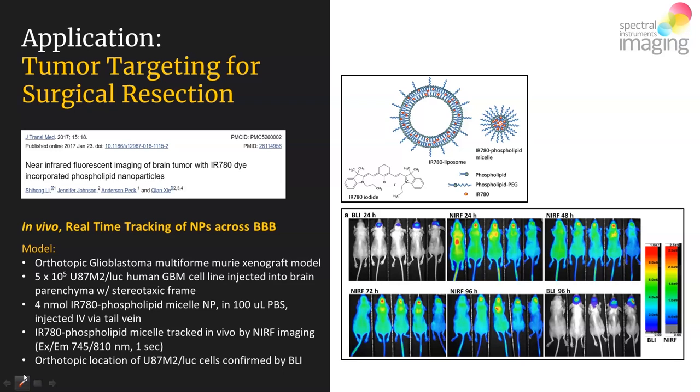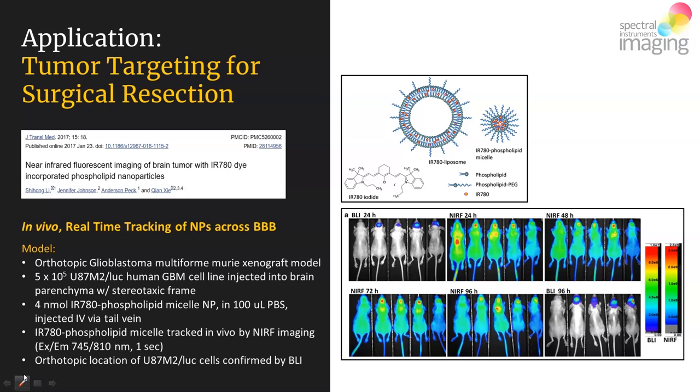Now, as a preliminary criterion, the investigators realized that they would have to be able to successfully deliver this fluorophore to the brain space across the blood-brain barrier. So they went ahead and developed a particular micelle nanoparticle construct that was designed to do just this.